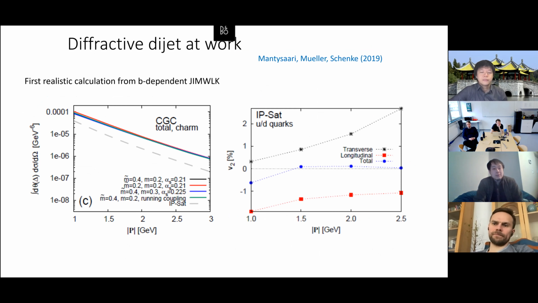The left-hand side is the cross-section, and the right-hand side is the coefficient of the cosine 2φ, which is v2. This is very similar to the elliptic flow in heavy ion collisions. And you can see it's a very small effect, only a 1 or 2% effect. But if the measurement is precise enough, then maybe this is measurable in the future.